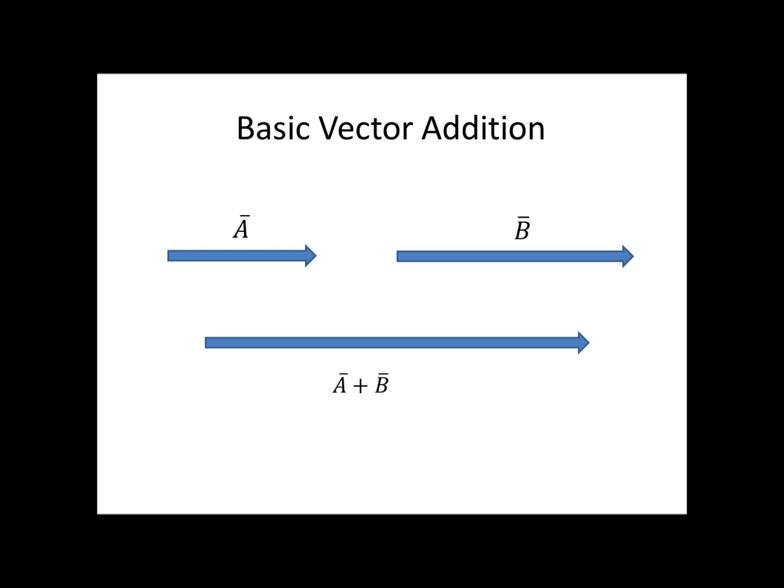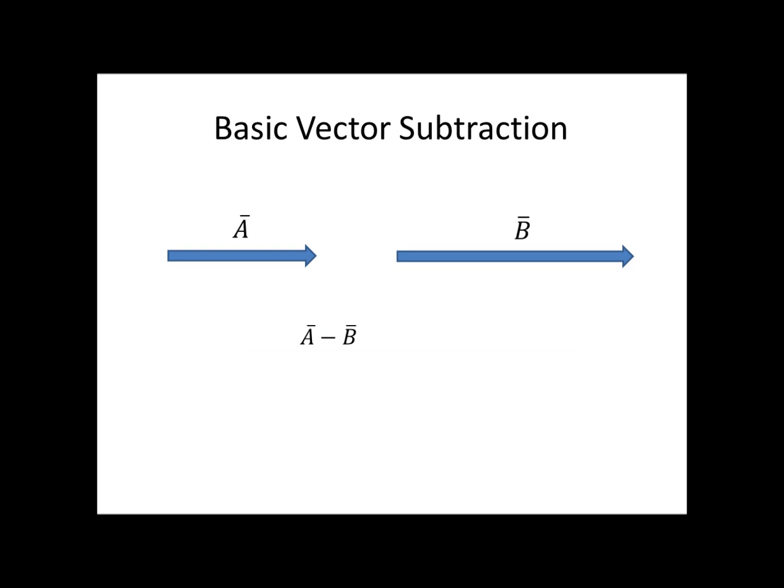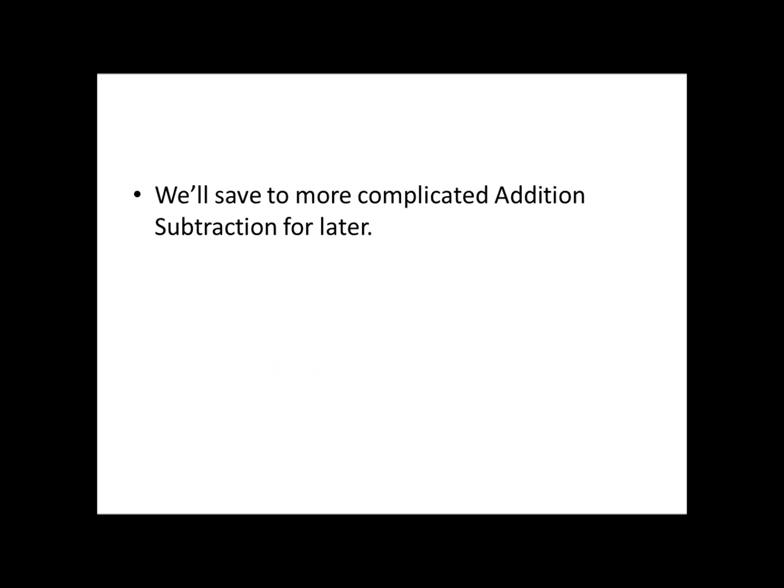Pretty simple stuff. Let's try a little bit of vector subtraction. We want vector A minus vector B. Again, we place vector A down, and we're going to put a vector down for negative B, or we actually refer to that as opposite B. So we place the end of opposite B right where the tip of vector A ends. The difference is the subtraction of A minus B. We'll save some of the more complicated addition and subtraction for later.